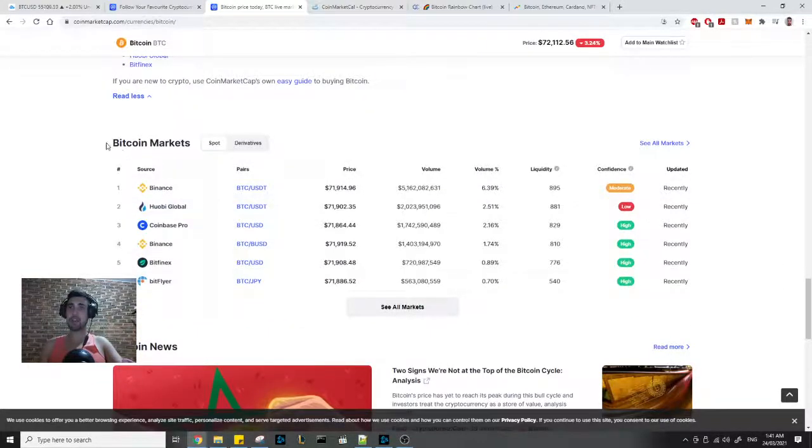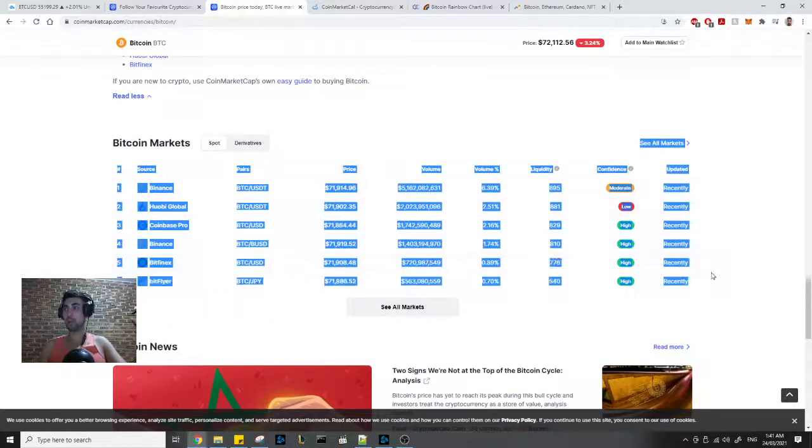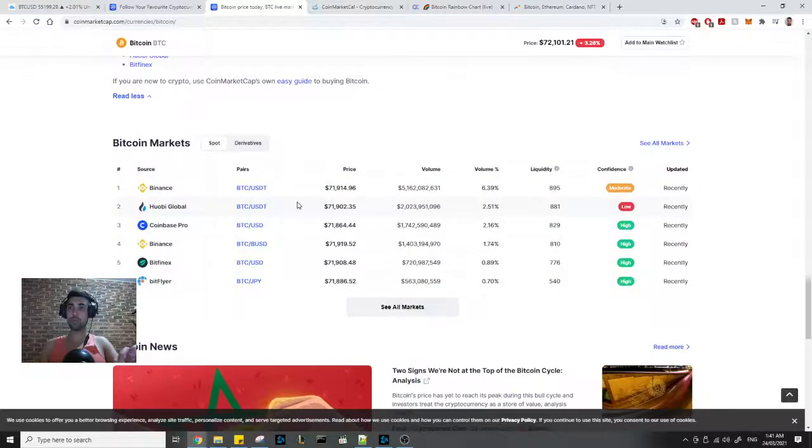And then the other important one is Bitcoin markets. You really want to ensure that you are on the correct exchange before you load up money into an account and then find out that you can't actually purchase that coin because it's not on the exchange. So Coinmarketcap can give you that.